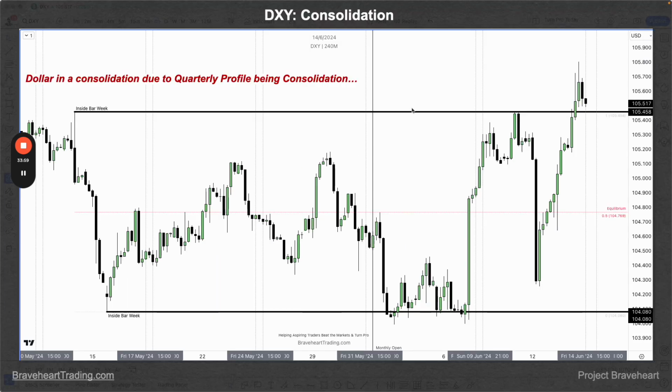So here's the dollar index. You can see 1, 2, 3, 4, 5 weeks, basically just consolidating. And the dollar is in a consolidation due to the quarterly profile being a consolidation. So just go study the Q2 of 2024, and then you'll see why there's been small range weeks. It's due to the quarterly profile.